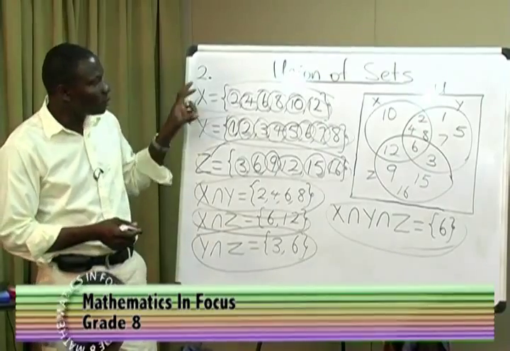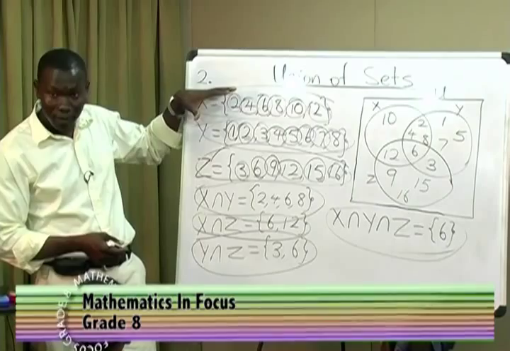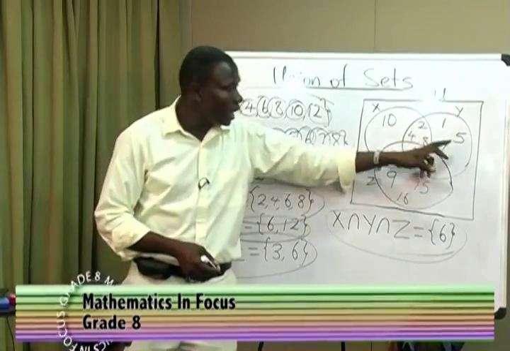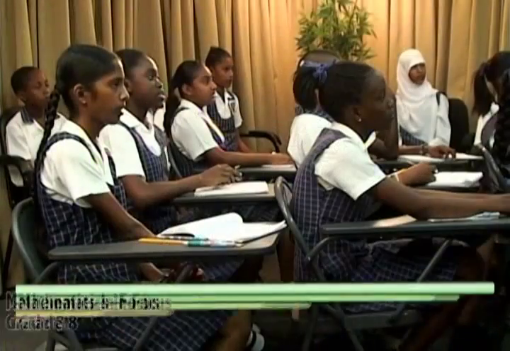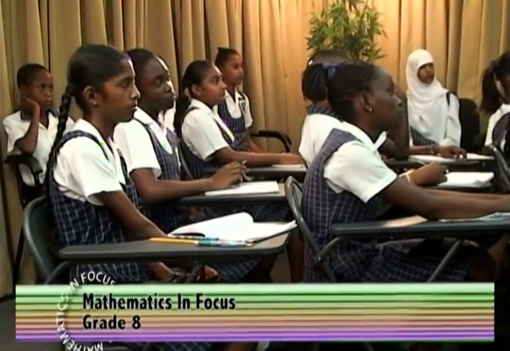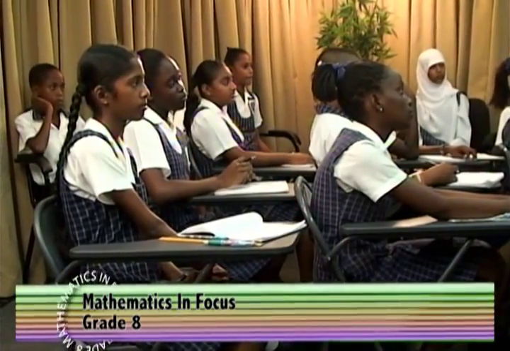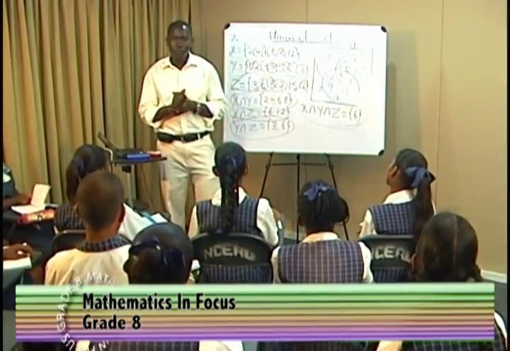If we had a universal set and we were considering elements in the universal set that are not in X, Y, nor in Z, where will those elements be listed? Outside. Yes, outside here. Those elements would have been listed outside there. Good? So, we stop there for this lesson on union of sets.